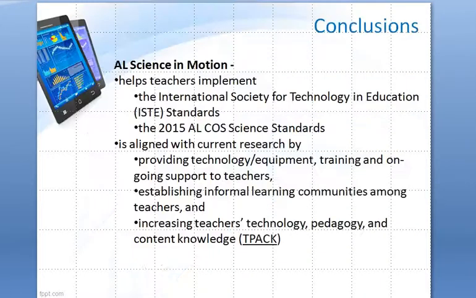So, looking at conclusions that I drew from all of this: 1, Alabama Science in Motion helps teachers implement the different standards, those ISTE standards, as well as the new Alabama Course of Study Science standards. 2, Alabama Science in Motion is aligned with current research by providing technology, equipment, training, and ongoing support to teachers, by establishing informal learning communities among teachers, and by increasing teacher technology, pedagogy, and content knowledge.